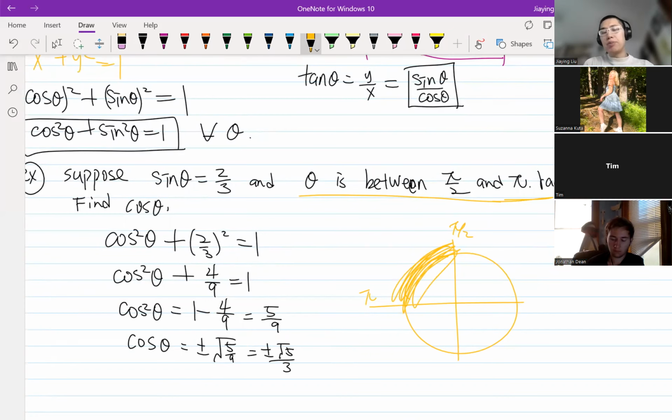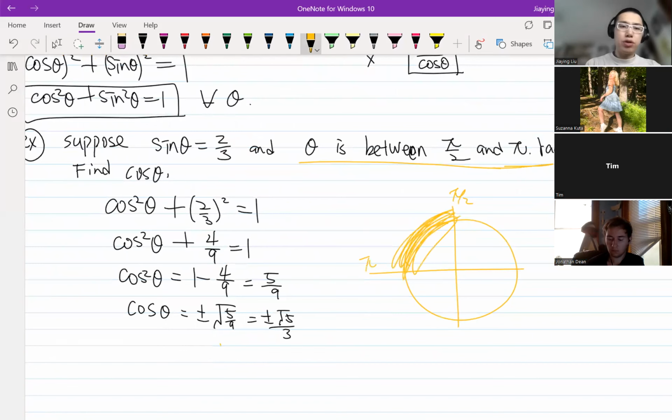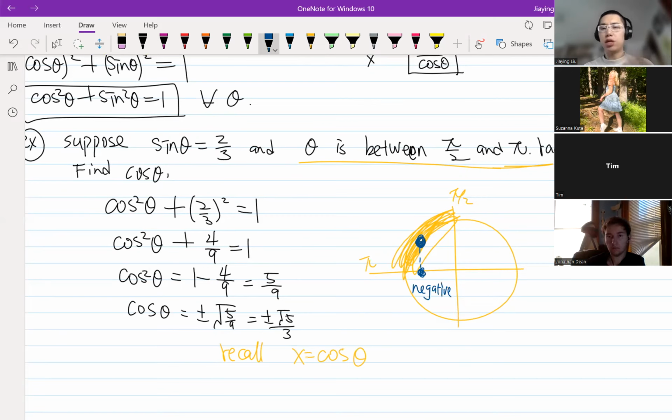Okay, is cosine going to be positive or negative? Remember, cosine is x. So recall x equals cosine theta. If the angle is in the second quadrant, let's say I pick this point, somewhere a point on the circle in that quadrant, is the x going to be positive or negative? We know in the second quadrant, the x coordinate for any point is always going to be negative. It's not going to be positive.